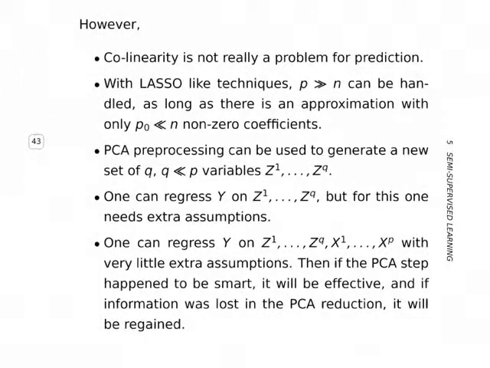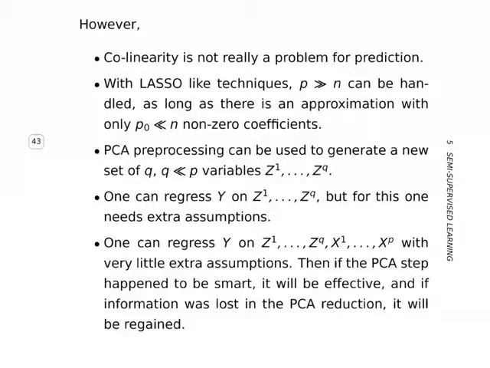However, I'm not that pessimistic, because collinearity is not really a problem for prediction. What I want to do is prediction, and collinearity is not a problem. If I use lasso-like techniques, P much larger than n can be handled, as long as there is a good approximation with a small number of non-zero coefficients. So the issue is not how many variables I can use, but how many variables are really needed.